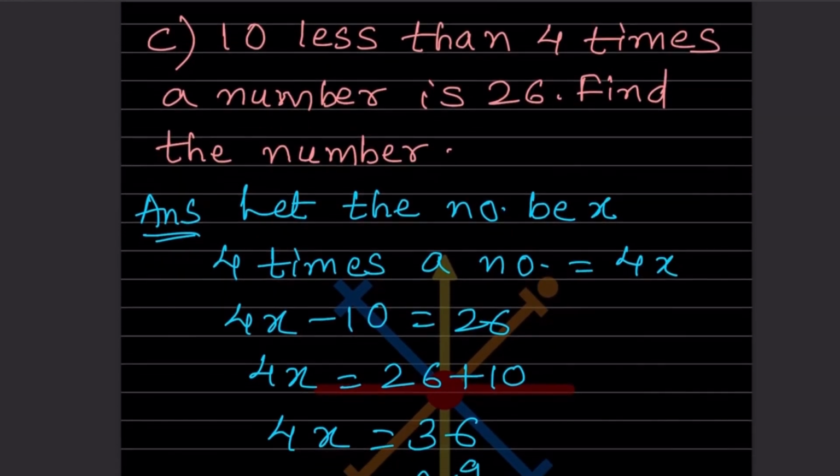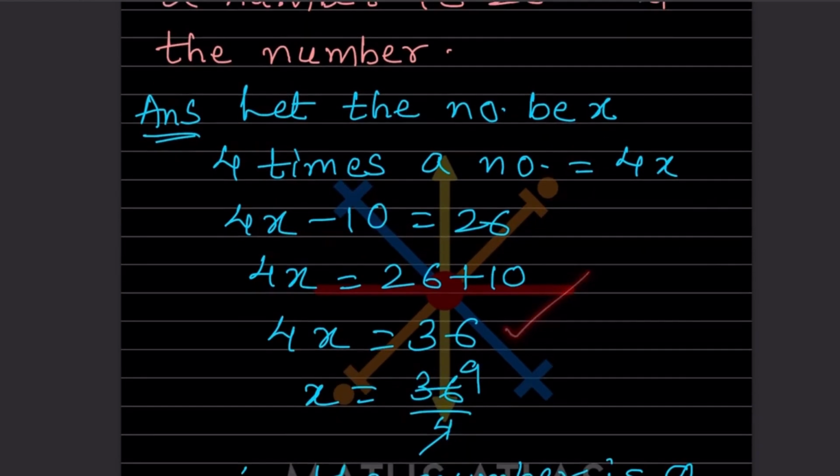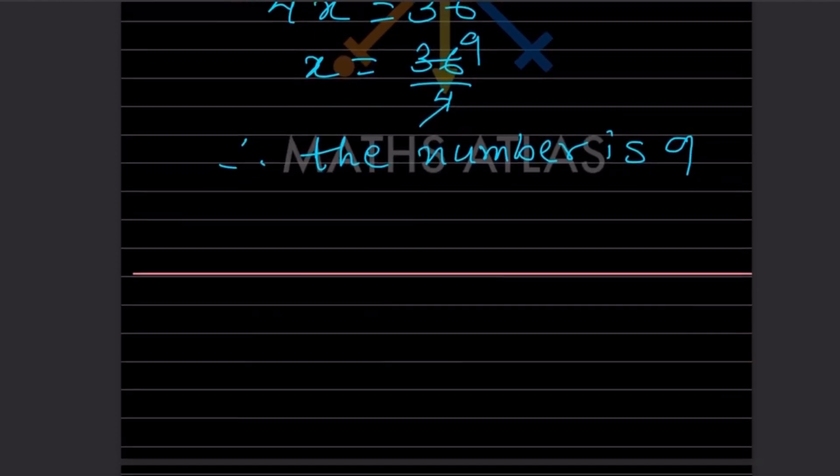The next problem says that 10 less than 4 times a number is 26. Find the number. Let the number be x. Four times a number is going to be 4x. 10 less means in this 4x we are going to subtract 10, and it is 26, so 4x minus 10 is equal to 26. So 4x is going to be 26 plus 10, so 4x will be 36. So x is 36 divided by 4, and 4 nines are 36. Therefore the number is 9.